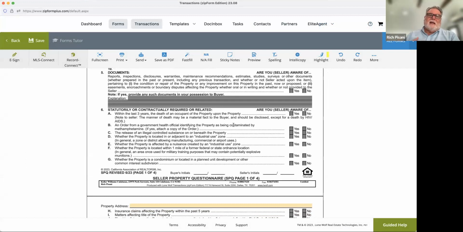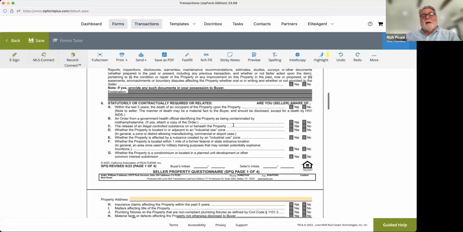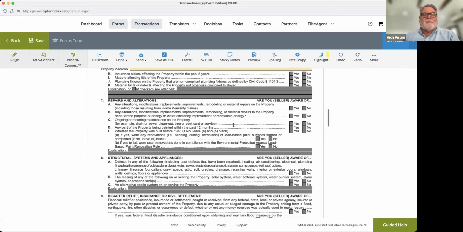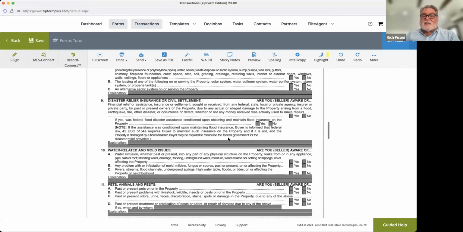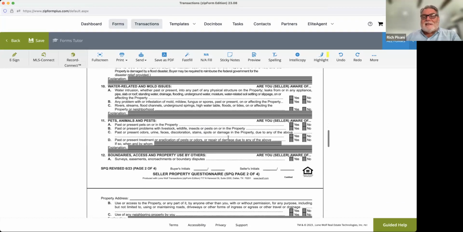additional questions, and since they're not exempt, this is where those questions that are on the exempt form are asked here on the SPQ about a death on the property and about the meth, was it a meth house and all that. Then it goes into repairs, structural systems and appliances, disaster insurance and civil, if there's been a lawsuit and if they've gotten assistance because of a disaster, they need to disclose that. Mold issue, pets and animals.